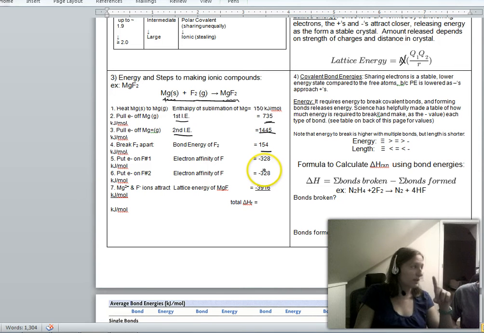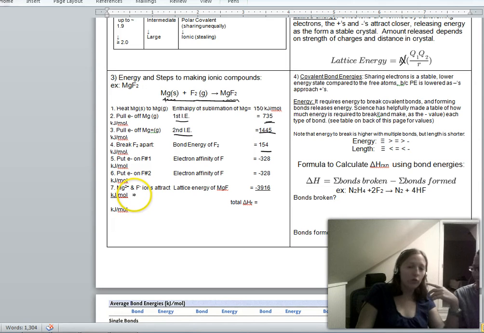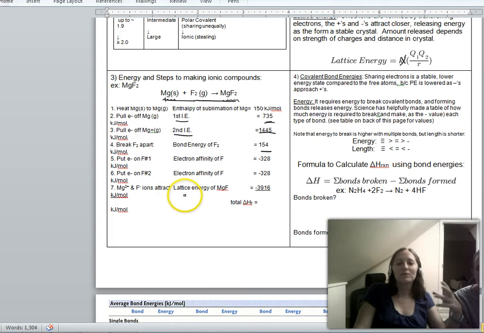And then here's the big one. Now you have created magnesium 2 plus ions and fluorine 1 minus fluoride ions in close proximity to one another. And when they are in close proximity to one another, they attract each other.